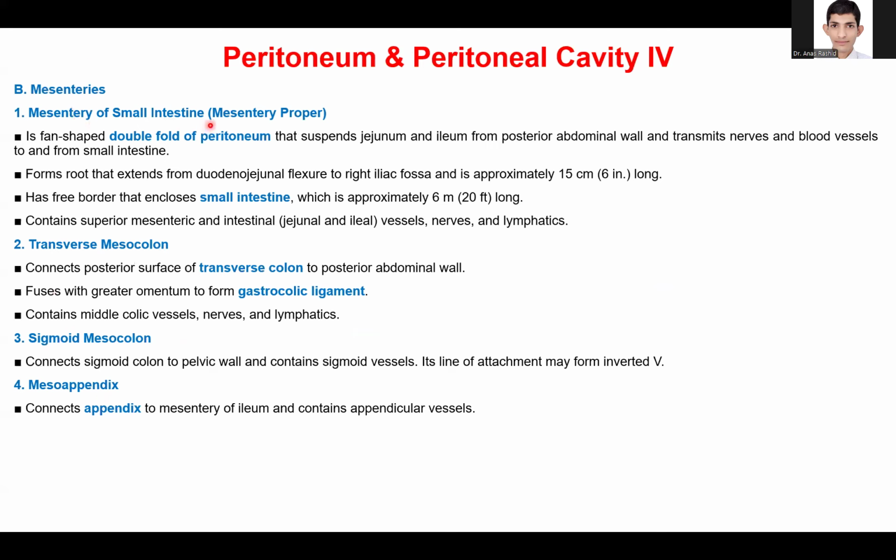Mesentery of the small intestine, also known as the mesentery proper, is a fan-shaped double fold of peritoneum that suspends the jejunum and ileum from the posterior abdominal wall and transmits nerves and blood vessels to and from the small intestine. It forms a root that extends from the duodenojejunal flexure to the right iliac fossa and is approximately 15 centimeters or 6 inches long. It has a free border that encloses the small intestine, which is approximately 6 meters or 20 feet long. It contains superior mesenteric, jejunal, and ileal vessels, nerves, and lymphatics.